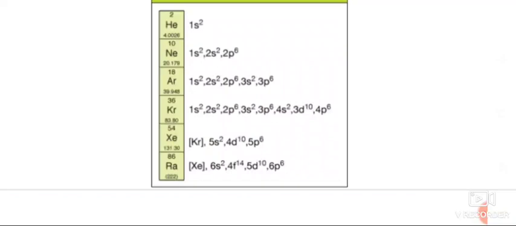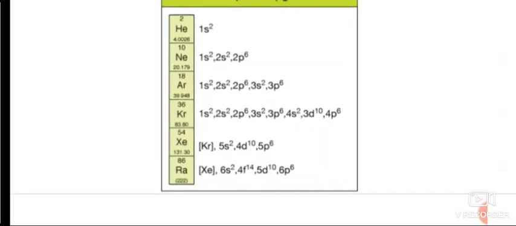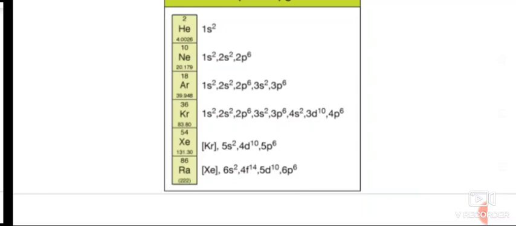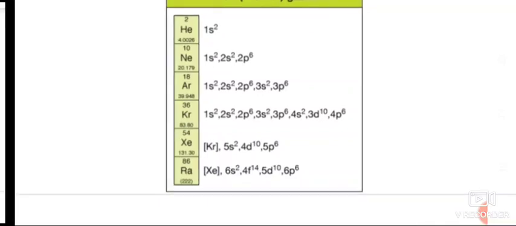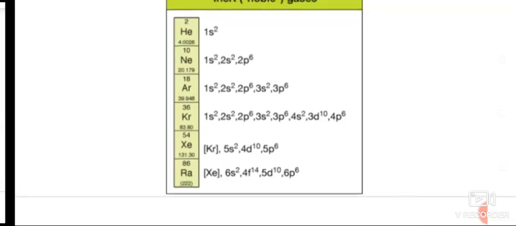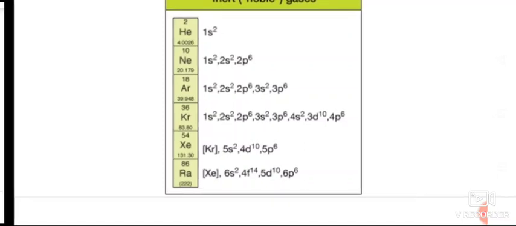We know that noble gases have completely filled electronic configurations. Whatever element is present in the periodic table belongs to the electronic configuration of the nearest noble gas. If you see hydrogen, it belongs to the noble gas helium, and lithium also belongs to helium. Beryllium also belongs to helium. So the other elements belong to the electronic configuration of the particular noble gas which is present in that period.